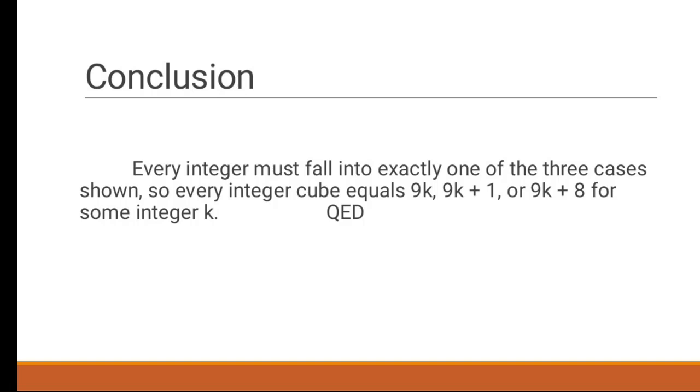So, after reviewing all those cases, we can now come up with a conclusion. So, our conclusion will be that every integer n must fall into exactly one of the three cases, which are r is equal to 0, 1, or 2. Therefore, every integer cube can only take one of three forms: 9k, 9k plus 1, or 9k plus 8. These results show that no cube of an integer will ever leave any other remainder when divided by 9. So, that will be our conclusion.